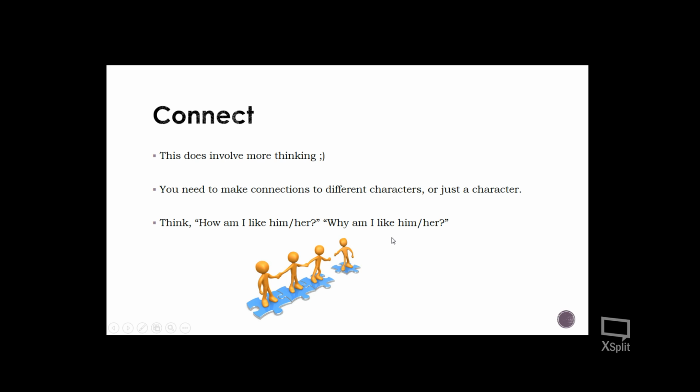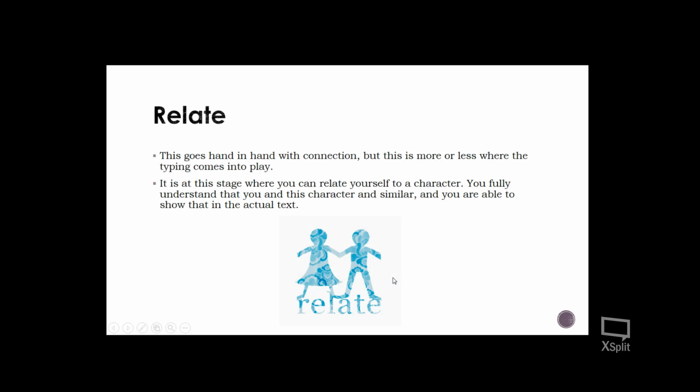Then you need to connect, like these little guys connecting the puzzle right here. This does involve more thinking, and they all kind of intertwine. You need to make a connection to the different characters, or just a character. Think, how am I like him or her? And more importantly, why am I like him or her? Then you're going to relate. This goes hand in hand with connection, but this is more or less where the typing comes into play. It is at this stage where you can relate yourself to a character. You fully understand that you and this character are similar. And you are able to show that in the actual text, just like these two are joining hands. And ignore my typo right there.